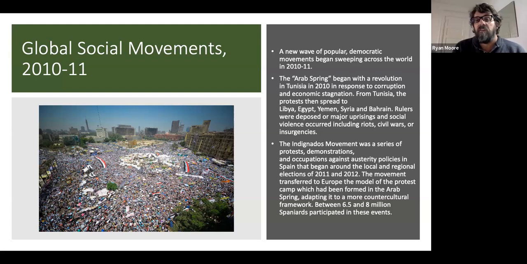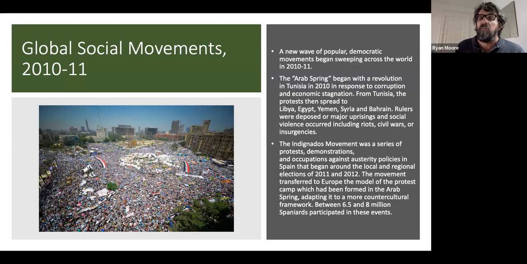And then we begin to see its counterpart in terms of democratic movements in Europe with the Indignados movement, which was a series of protests, demonstrations, and occupations against austerity policies in Spain that began to spread around the world with the local and regional elections of 2011 and 2012. So the movement transferred to Europe the model of the protest camp, which had formed in the Arab Spring, and adapted it to a more countercultural framework. Somewhere between 6.5 to 8 million Spaniards participated in these events.